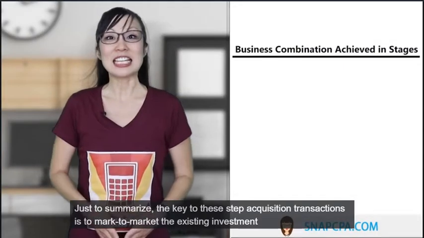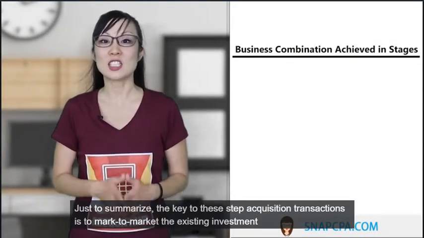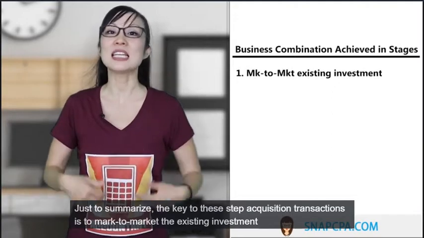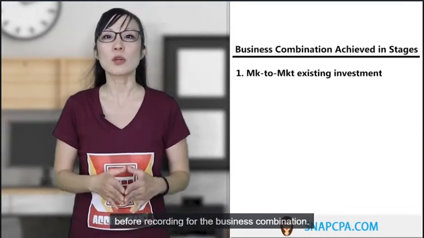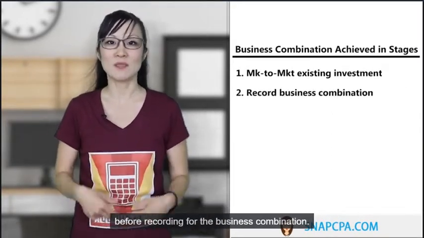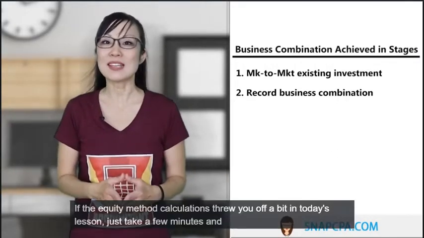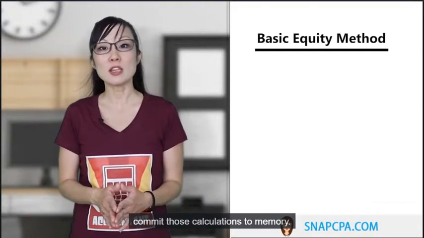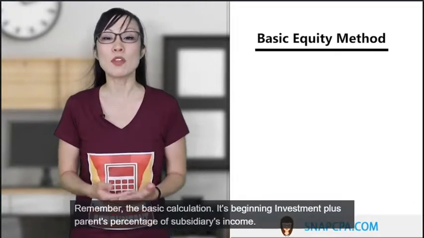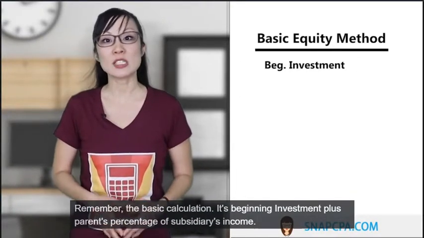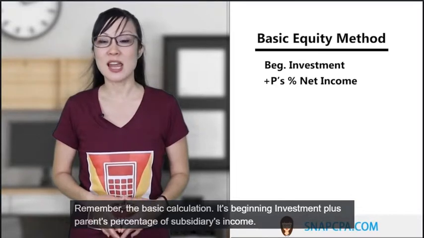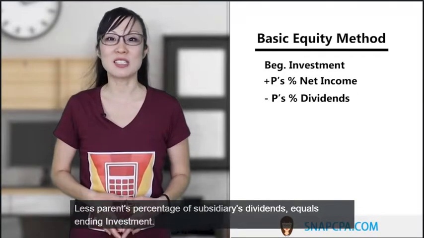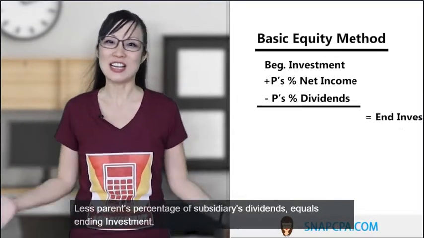Just to summarize, the key to these step acquisition transactions is to mark to market the existing investment before recording the business combination. That's it. If the equity method calculations threw you off a bit in today's lesson, just take a few minutes and commit those calculations to memory. Remember the basic calculation. It's beginning investment plus parent's percentage of sub's net income less parent's percentage of sub's dividends equals ending investment.